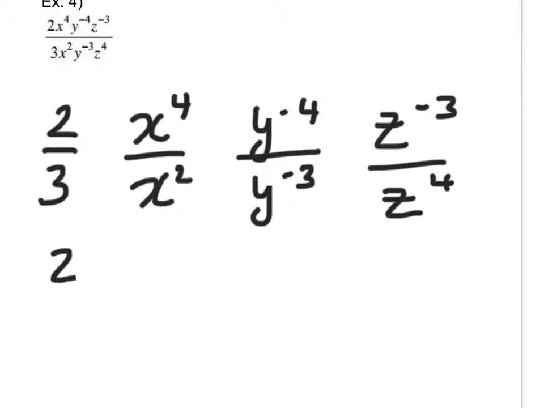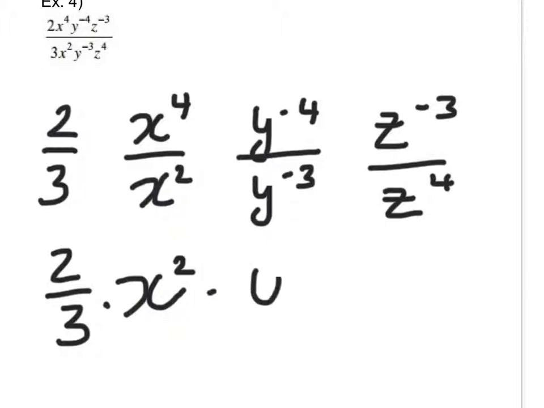So 2 over 3 just stays as 2 over 3. X to the 4 over x to the 2. Okay, subtract 4 minus 2, x squared. So I'm just going to write them as a chain of multiplications. Y to the minus 4 over y to the minus 3. Subtract minus 4 minus 3. So that's y to the minus 4 plus 3, which is y to the minus 1. And then we have z to the minus 3 over z to the 4, so we're going to subtract: minus 3 minus 4, z to the minus 7.